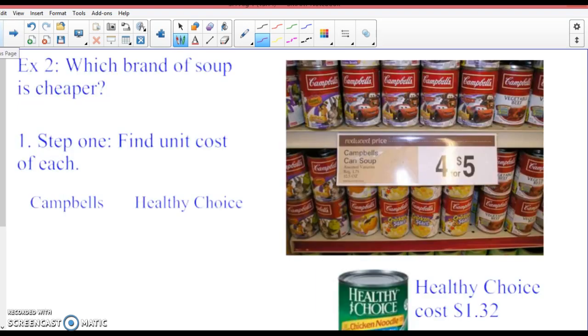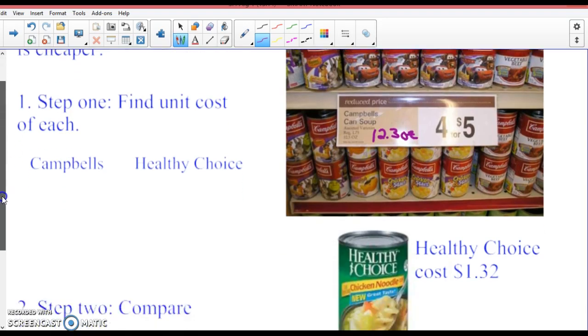All right, which brand of soup is cheaper? So we've got Campbell's soup here. It says 4 for $5. And they're 12.5 ounces. Is that what it says on your paper? Because I literally cannot read that. Does it say that on your paper? Okay, so we're going to go with 12.3 ounces. Okay.